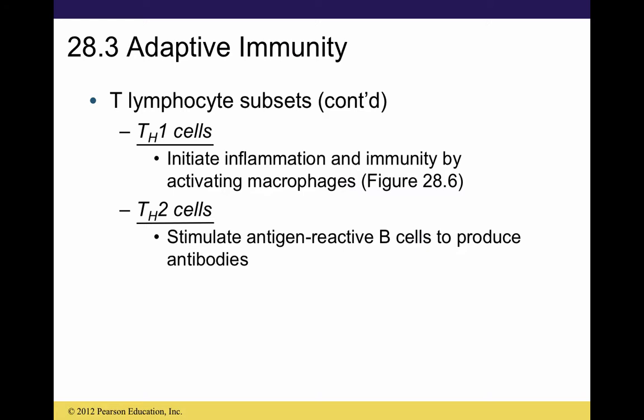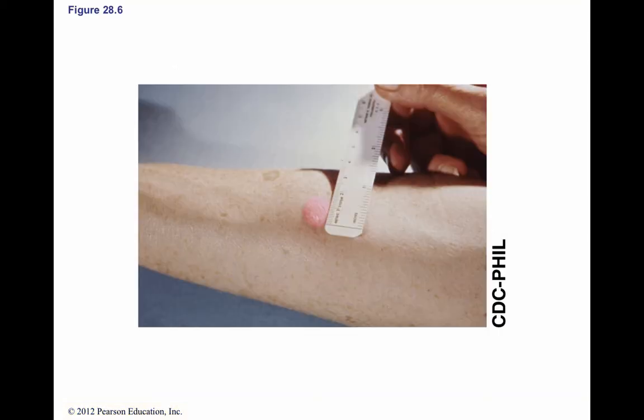But now you have your T helper cell type 2s. These are the ones that specifically target B cells and allow them to go into clonal expansion and to produce antibodies.